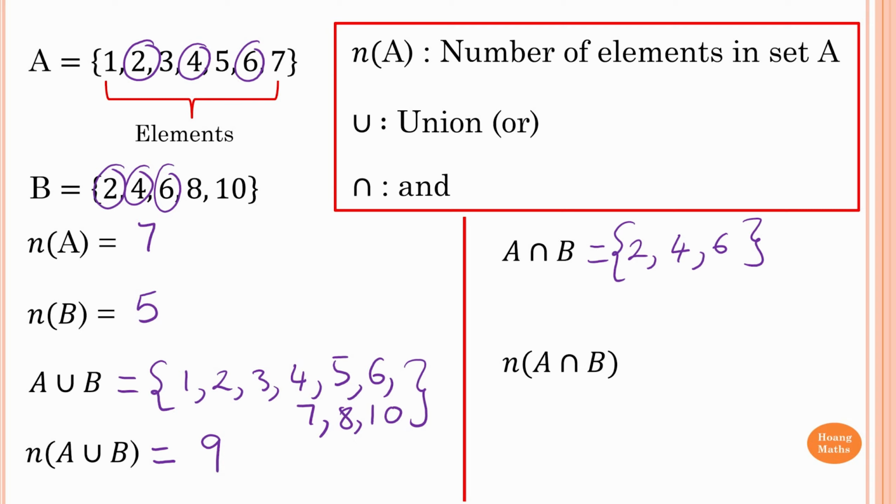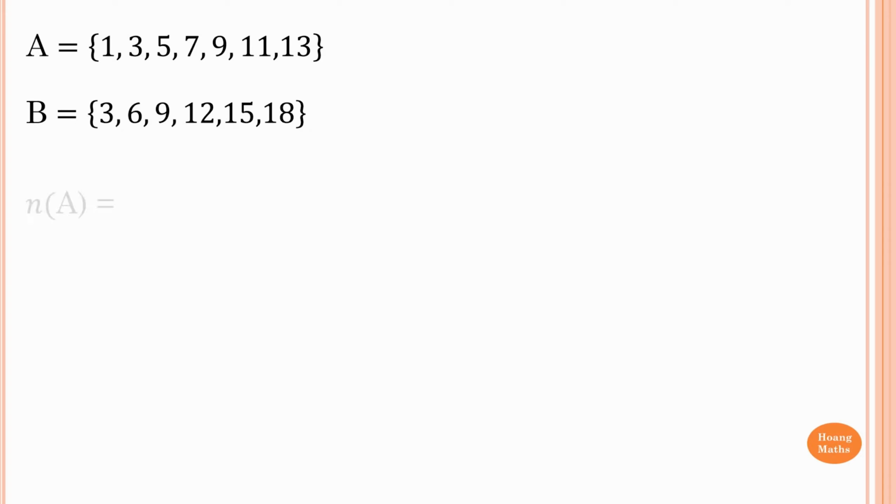Now the number of elements in set A and B. A and B has 1, 2, 3, so we have 3 elements in both A and B. Please stop the video and try this one yourself.